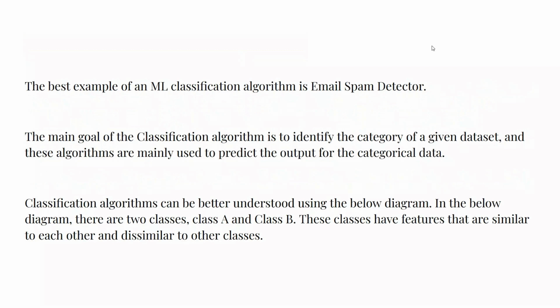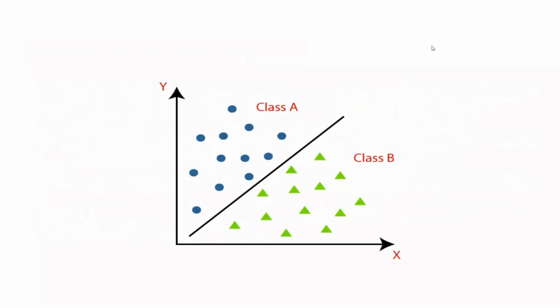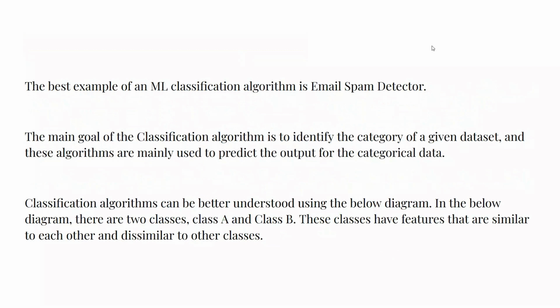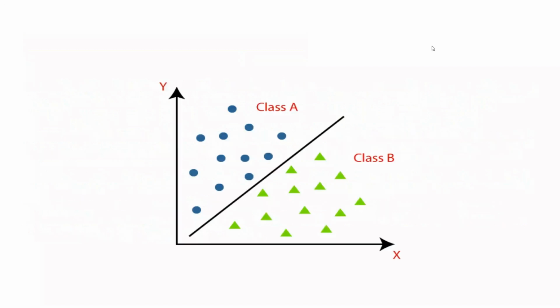Classification algorithms can be better understood using a diagram. See this diagram. We have class A and class B. There are two classes, class A and class B. These classes have features that are similar to each other and dissimilar to other classes. You can observe this diagram.